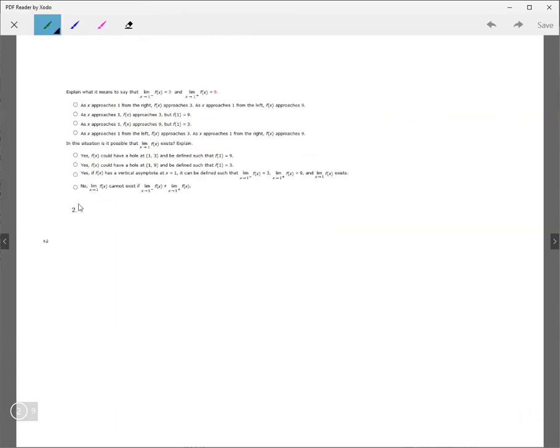Okay, so let's look at the number 2. Explain what it means to this and this. So this is as x approaches 1 from the left. The minus sign means left, and the plus sign here means from the right. So as you approach 1 from the left, you're going to 3. As you approach 1 from the right, you're going to 9.